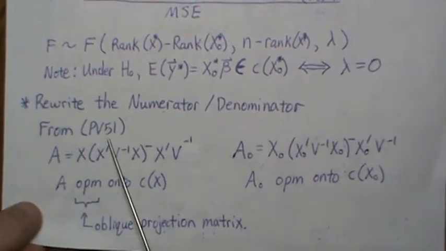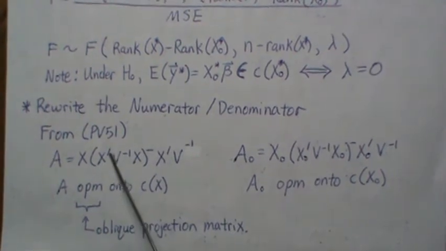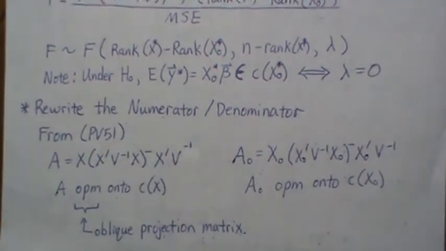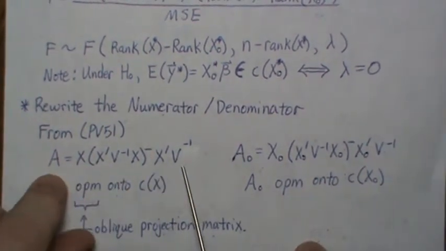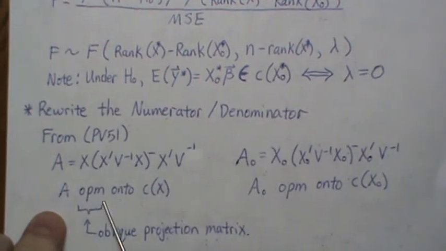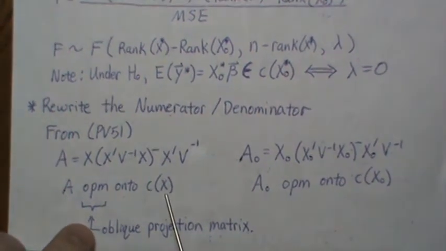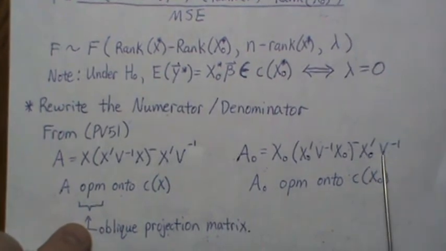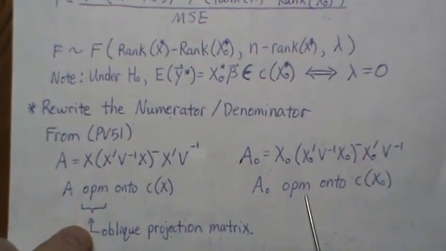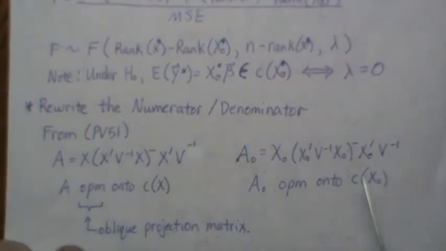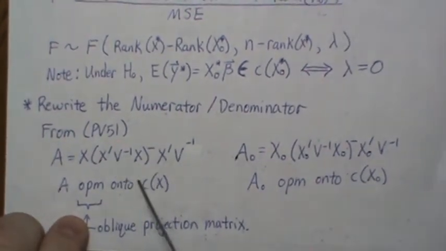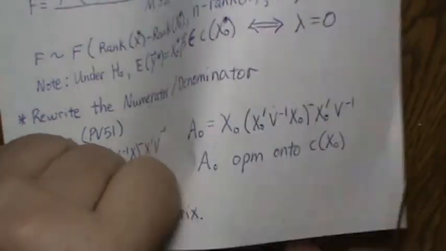But first, from previous video 51, where we looked at the hat matrix in the weighted least squares regression setting, it is this. That's how it's defined. And it's an oblique projection matrix onto the column space of X. And then in the reduced model, we'd get something similar, where that's an oblique projection matrix onto the column space of X naught. Notice there are no stars because we're in the model 1 setting.